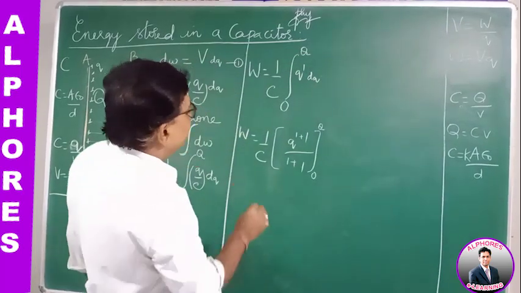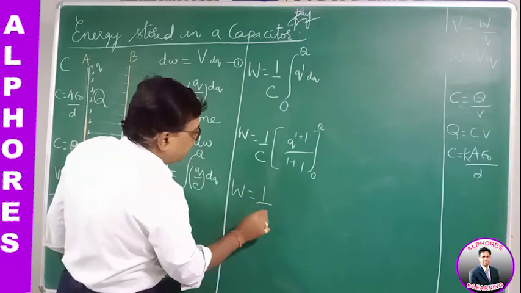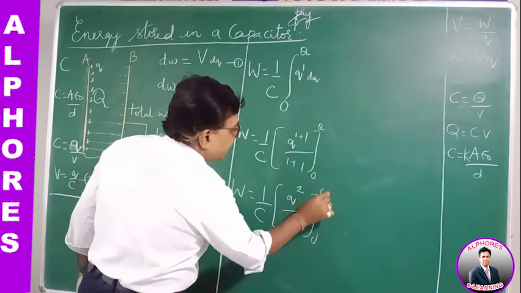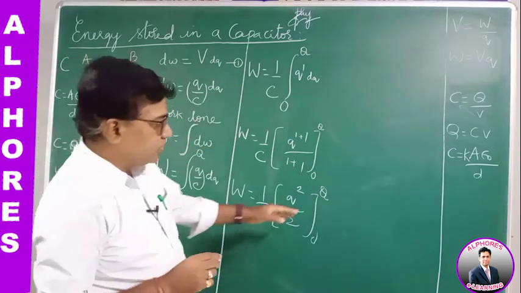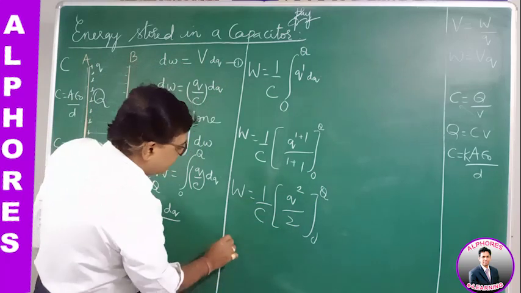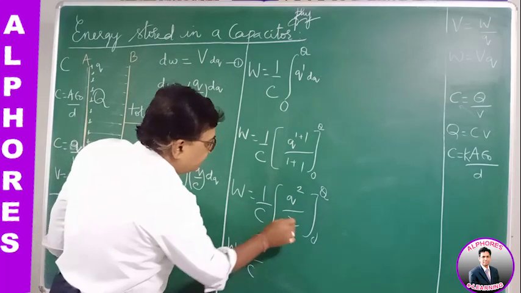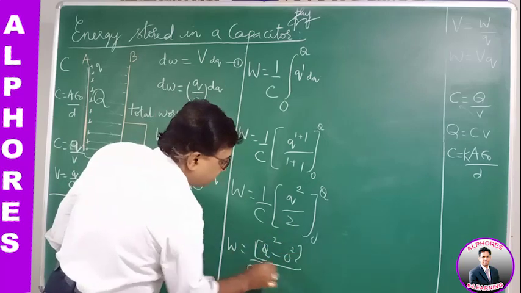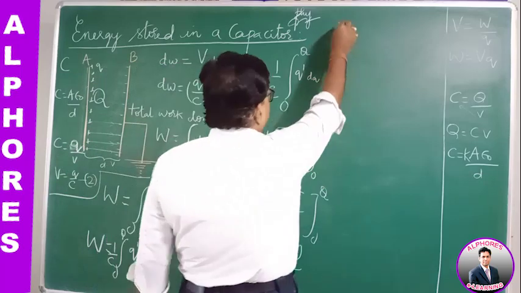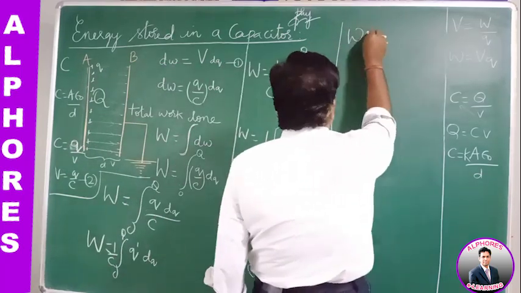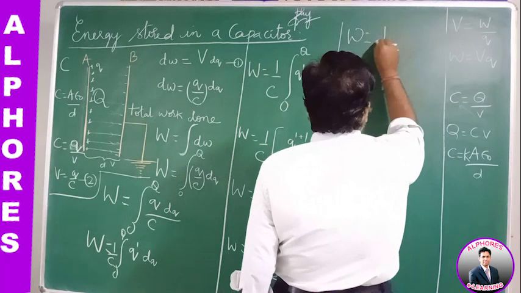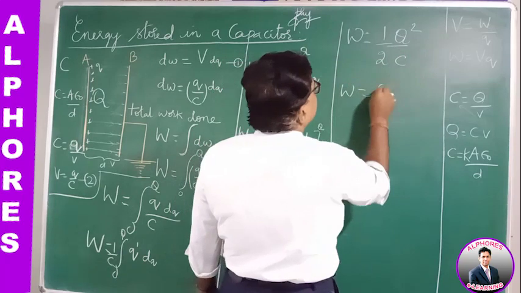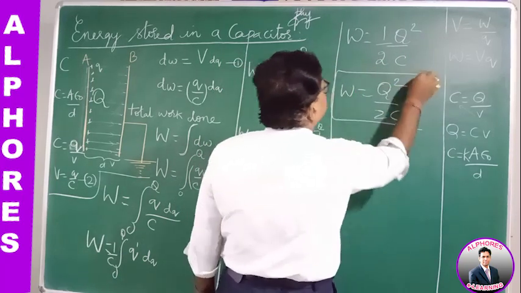So W is equal to 1 by C times Q squared by 2 between 0 and capital Q. Substituting the upper limit and the lower limit, W is 1 by C, with 2 taken out. The upper limit is capital Q squared minus 0 squared by 2. So the work done in charging the capacitor is 1 by 2 capital Q squared by C. So the work done is Q squared by 2C.